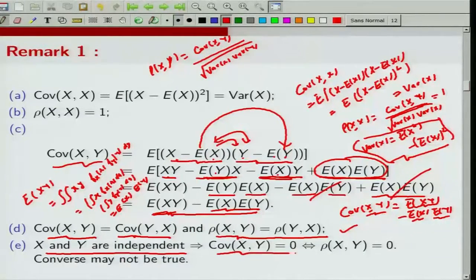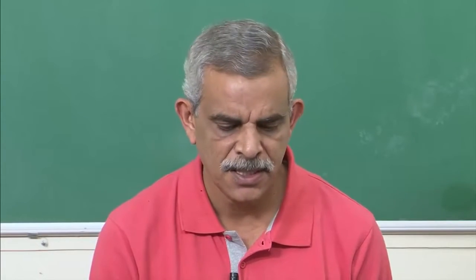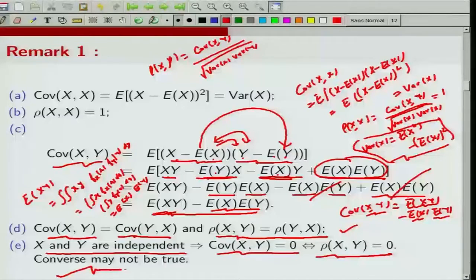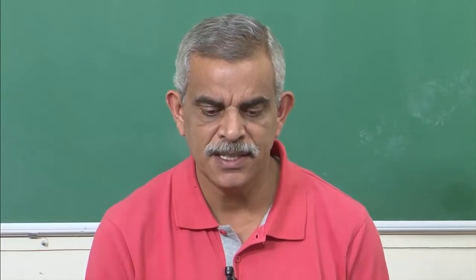So, that is why covariance of X, Y would be 0, and covariance of X, Y being 0 is equivalent to correlation between X and Y being 0. So, clearly if X and Y are independent, then covariance between X and Y is 0, and also the correlation between X and Y is 0. However, the converse may not be true. That means, if covariance is 0 or correlation is 0, that does not imply that X and Y are independent.